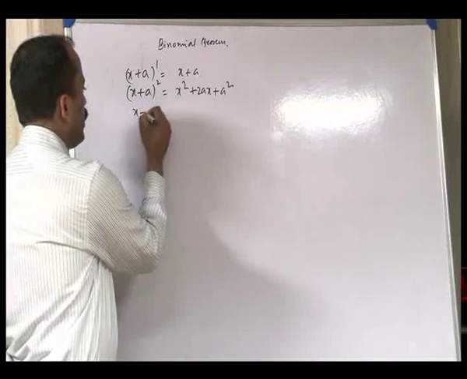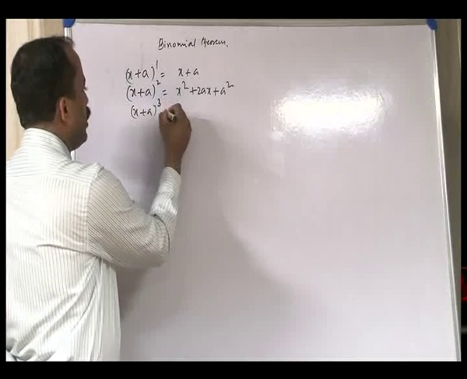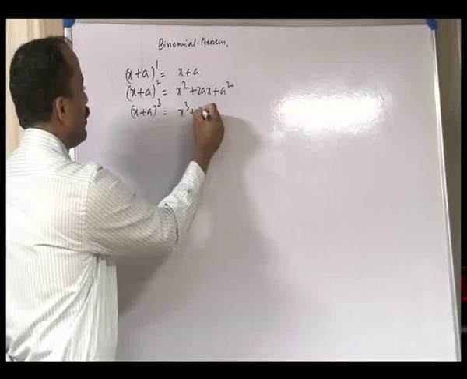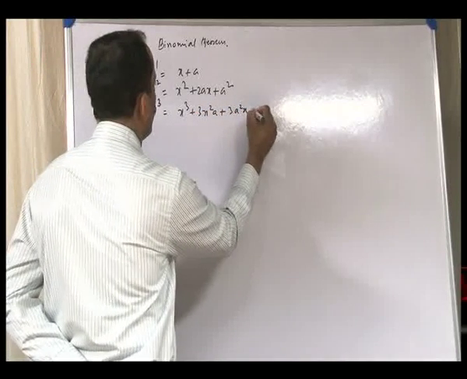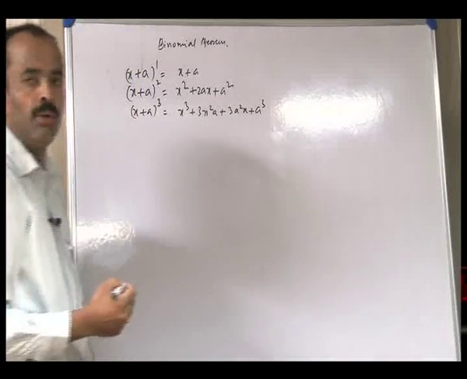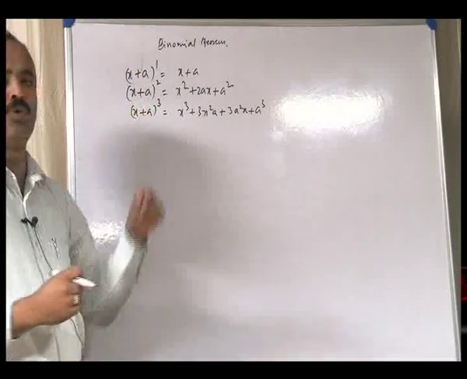Similarly, (x plus a) whole cube is equal to x cube plus 3x squared a plus 3a squared x plus a cube. This is the expansion of (a plus b) whole cube in this form.